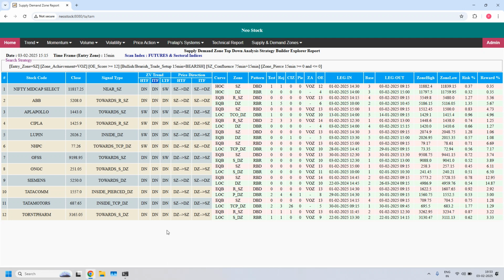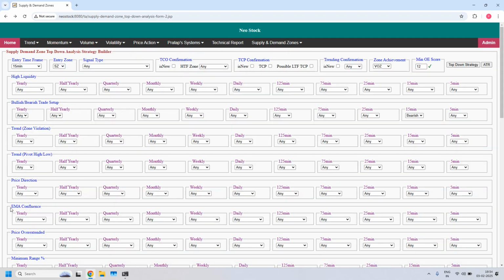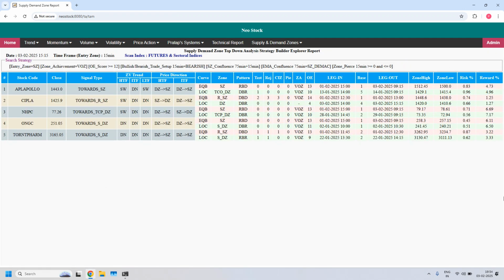That is ITF trend. So let us verify how many of the 75 minute supply zones are having daily EMA confluence, because 15 minute supply zone is part of the 75 minute supply zone. So in the EMA confluence at 75 minutes time frame, I am setting the filter 75 minute supply zone having daily EMA confluence. With this filter we got 5 stocks. So these 5 supply zones are even more high probability trade setup supported zones.